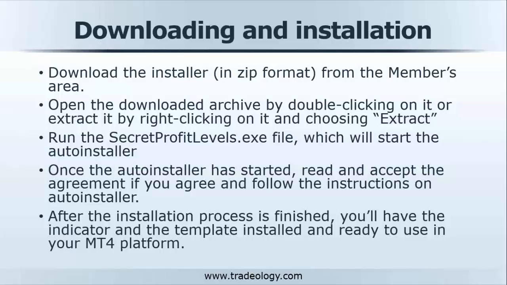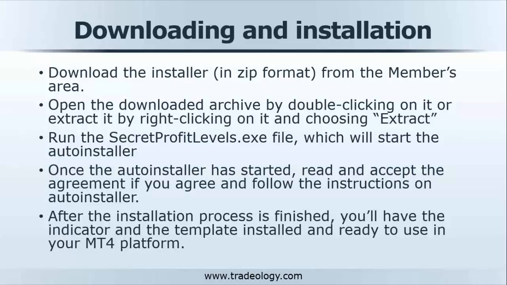Now, just to run through the steps required for downloading and installing the indicators, there are 5 simple steps that you need to follow. The first step is to download the installer, which is in zip format, from the members area. Now, we took a look at the members area. We had a look at the link where you can actually download it. All you've got to do is click on that link, and that should begin the download process.